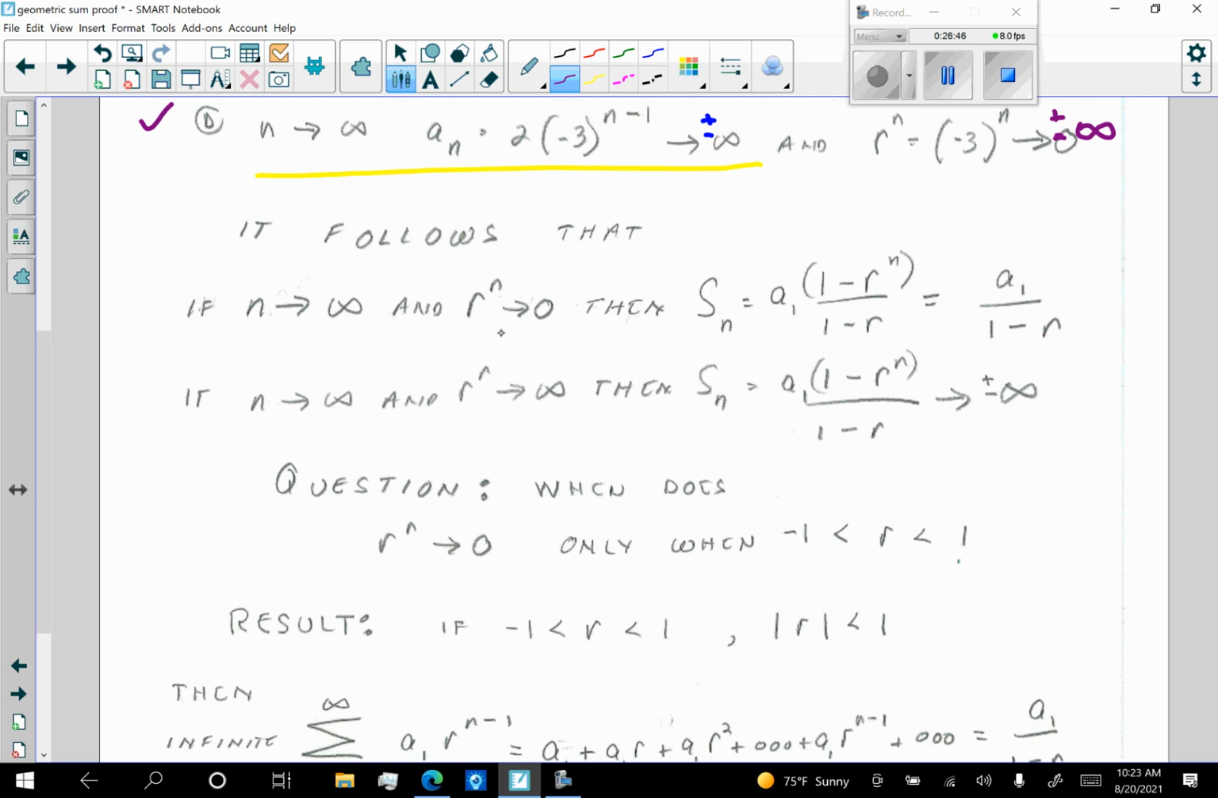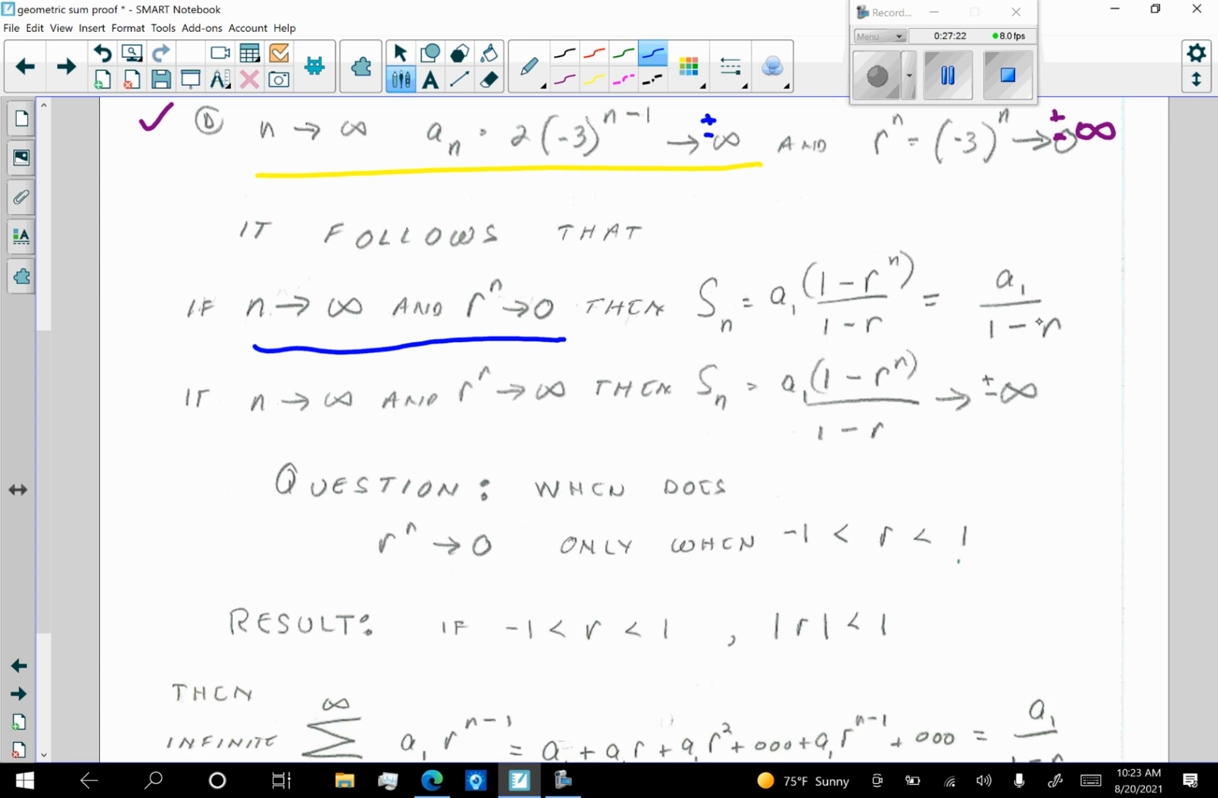It follows that as n goes to infinity, r to the n goes to 0. Okay, here's my question. True or false: if n goes to infinity and r sub n goes to 0, those are my two conditions, can you see that this partial sum goes to a sub 1 over 1 minus r?